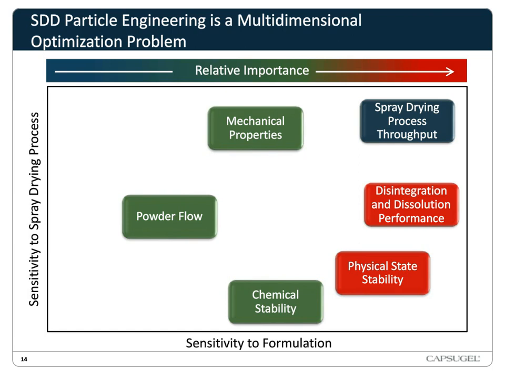So as was said previously, SDD particle engineering is a multi-dimensional optimization problem. Traditionally, the drug substance and drug product are developed independently. But because we can dramatically change the drug product's attributes by spray dry particle engineering, we typically try and integrate the development of the drug intermediate and the drug product. And we generally categorize these attributes into absorption potential, physical state and chemical stability, mechanical properties and powder flow properties, and then spray dry throughput.